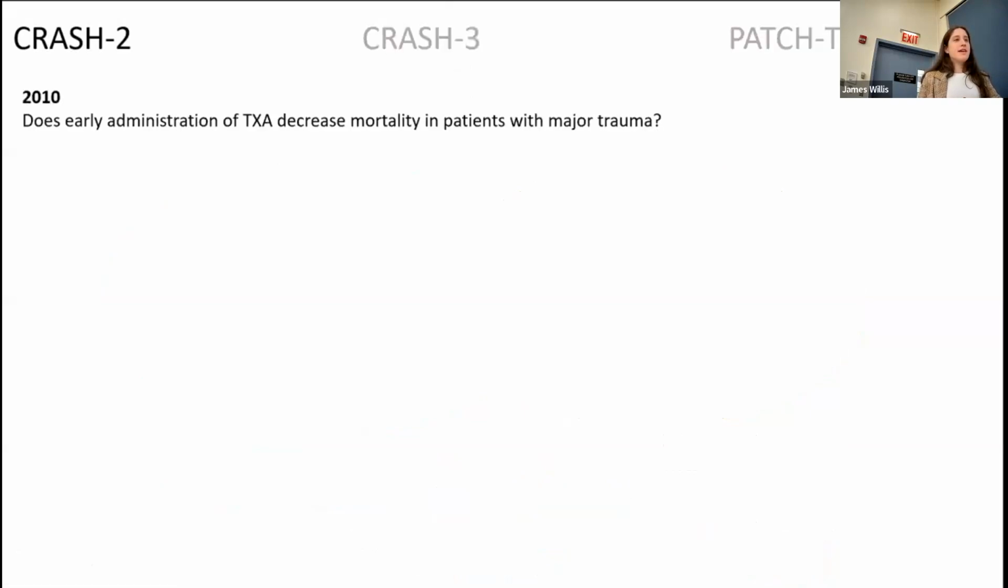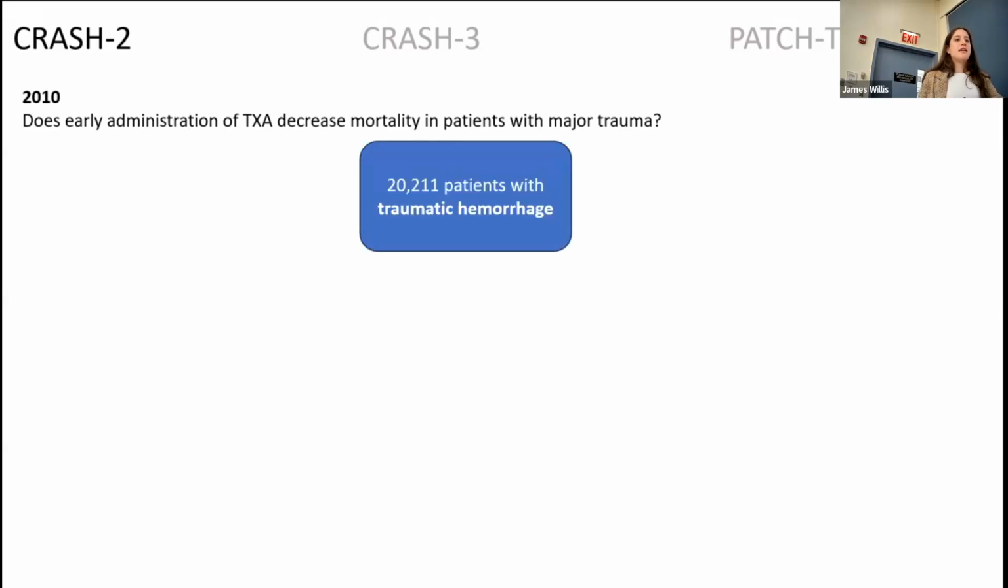CRASH-2 was published in 2010. I know a lot of you are familiar with this landmark study. Just a brief overview: this was a double-blinded RCT. Back in the early 2000s, they recruited over 20,000 patients with traumatic hemorrhage. They defined this as a systolic blood pressure less than 100 and a heart rate over 100, or if they were at risk of significant hemorrhage within 8 hours of injury. Patients were excluded if they had a clear indication for TXA or a clear contraindication for TXA. Most notably, they left out patients with intracranial hemorrhage.